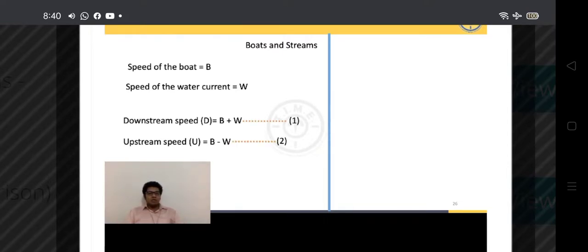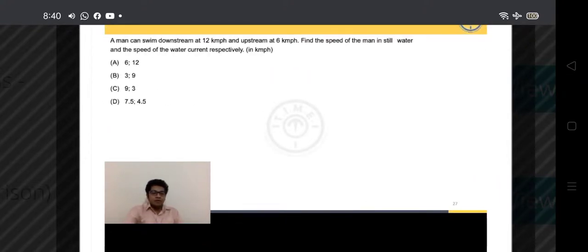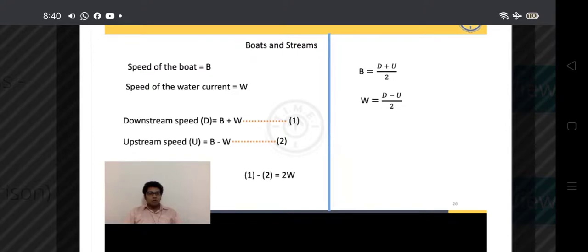Equation 1, equation 2. If I add both the equations I'll have 2B. If I subtract both the equations I'll have 2W, equation 1 minus equation 2, down minus up. So boat speed will be down plus up, divided by 2. If I subtract, down minus up divided by 2 will be water speed. That's all. So just remember: down is B plus W, up is B minus W. If I add and divide by 2, I'll get boat speed. Subtract and divide by 2, I'll get water speed. Always remember down minus up, because down speed is more than the up speed. When I say down, it's the relative effective speed.